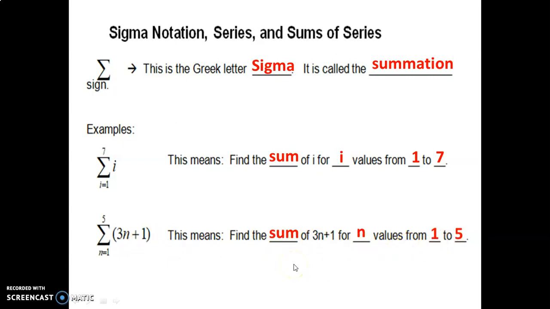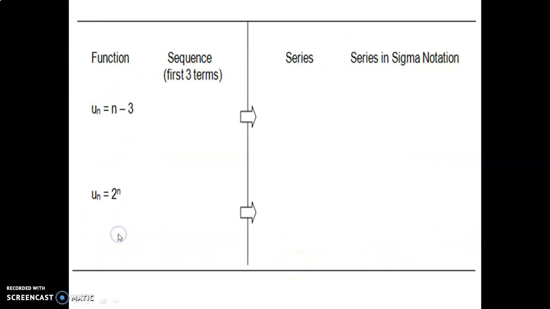Let's look at some examples of that just to make sure we're clear how it works. So here's a function, or like a general rule for a sequence: u sub n equals n minus 3. So the first 3 terms in that sequence would be what? Well, you could put n equals 1 in there, and you get negative 2, and n equals 2 here, so negative 1, and n equals 3, and you get 0. So here are our first 3 terms, if you put 1, 2, and 3 in here for n.